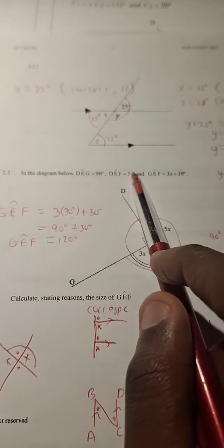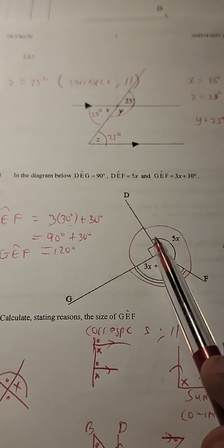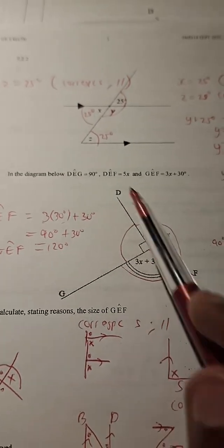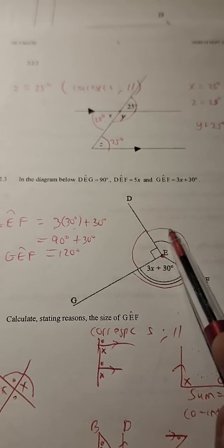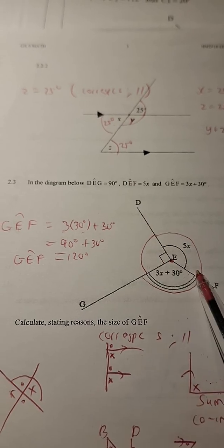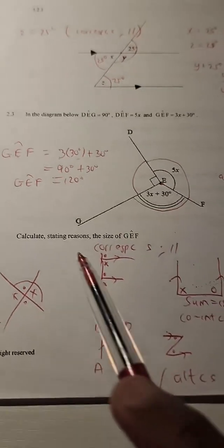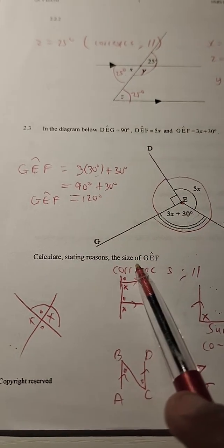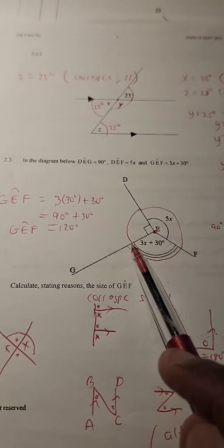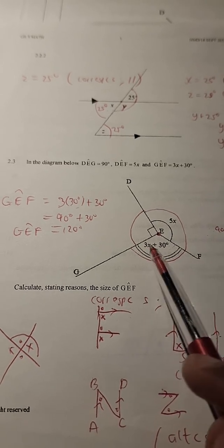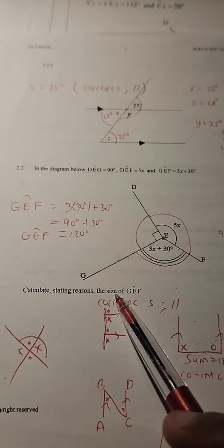Make sure when you read the statement, all the information in the statement is available in your diagram. Angle DEG is 90, that's there, the box. Angle DEF is 5x, that's there, I have it. GEF is 3x plus 30, it's there in the diagram. Calculate, stating reasons, the size of angle GEF. So GEF is given in terms of x. You see there's an x there at the moment, but they want the actual size, right?